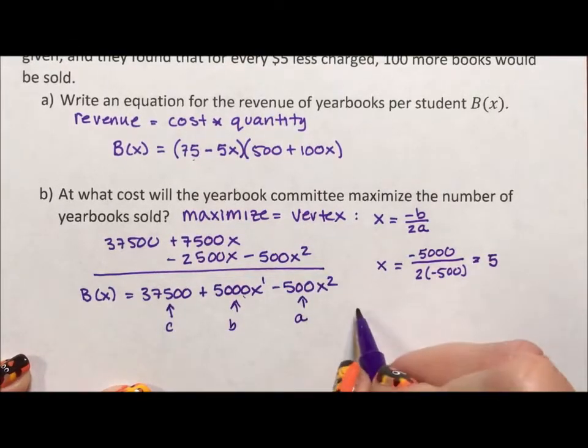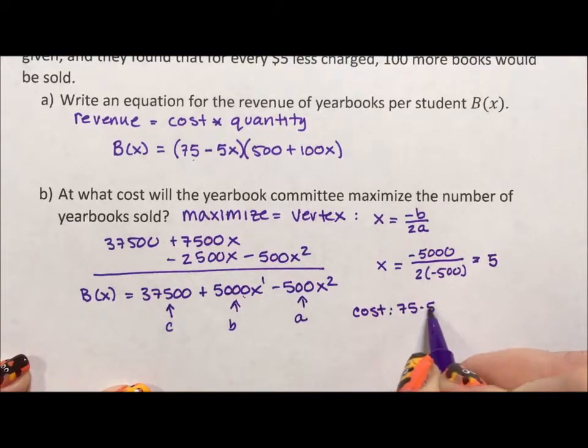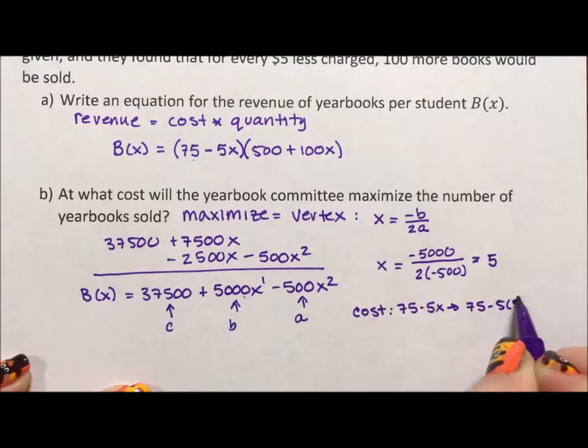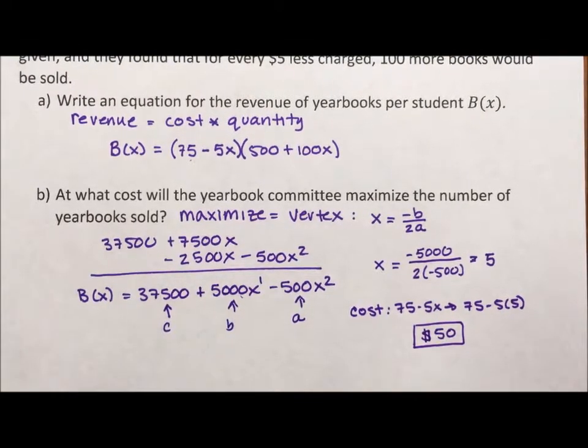So the cost from above is 75 minus 5x, which is going to be 75 minus 5 times 5, which is 25, which is going to be a cost of $50. We'll maximize the revenue.